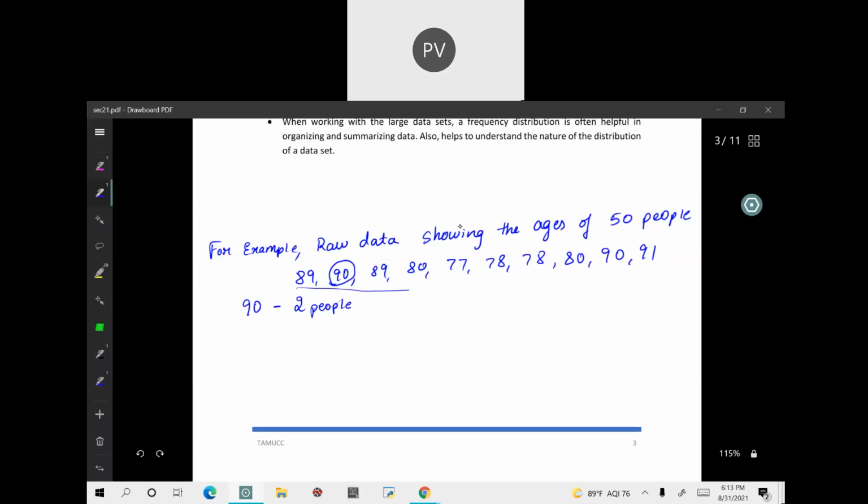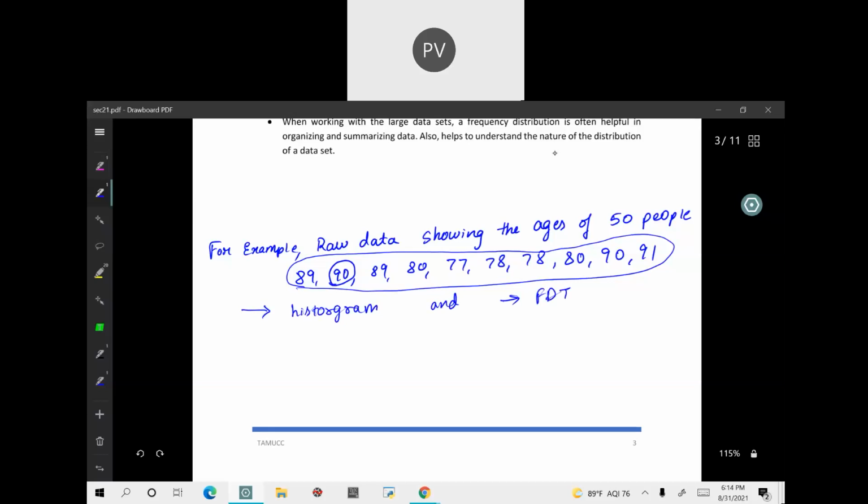Now here the data is very small, right? And that is why we were able to find out how many people had the particular age. What if you have many data, like if your data set is very large, what will you do at that time? To organize and summarize the data, we have two things, that is histogram and frequency distribution table. So we will learn about this in this section, and in the coming section we will learn about histogram. Okay.